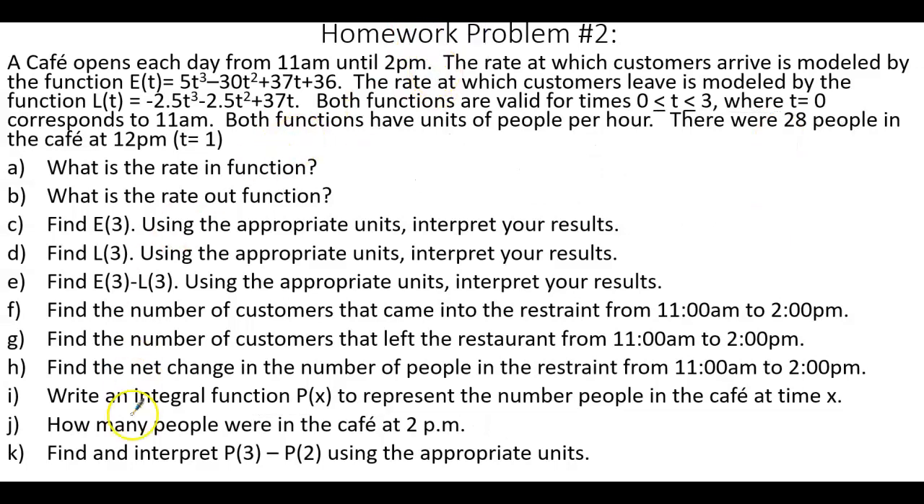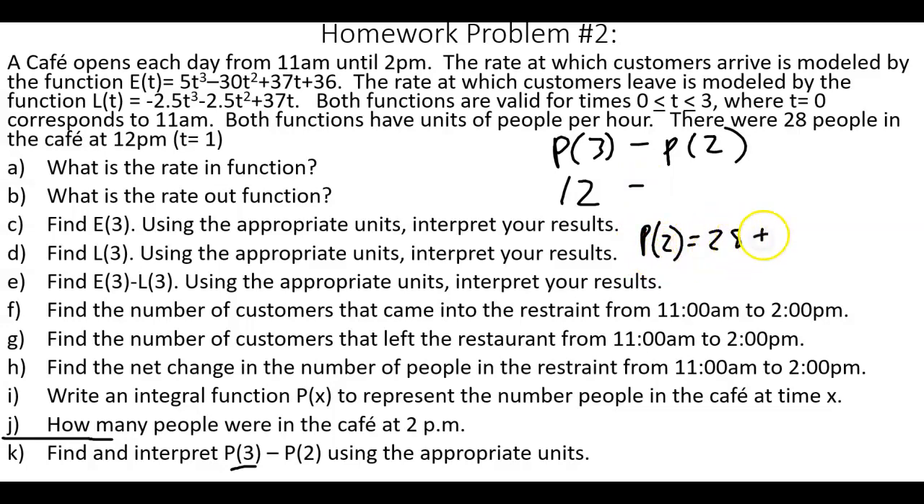All right, last question here. Let's go ahead and take a look at part K. Find and interpret p of 3 minus p of 2. Now, I already found p of 3. I did that up here in part J. So we found out p of 3 was 11.6666, which I'm just going to round to 12 for now. And then we need to find p of 2 now. So I need to repeat what I did on part J, only this time I'm going to be plugging in 2 at the top there.